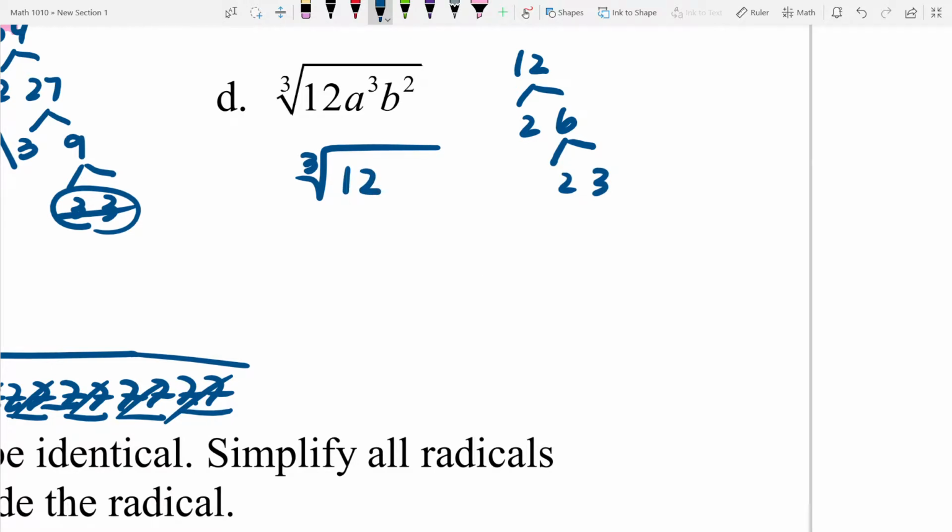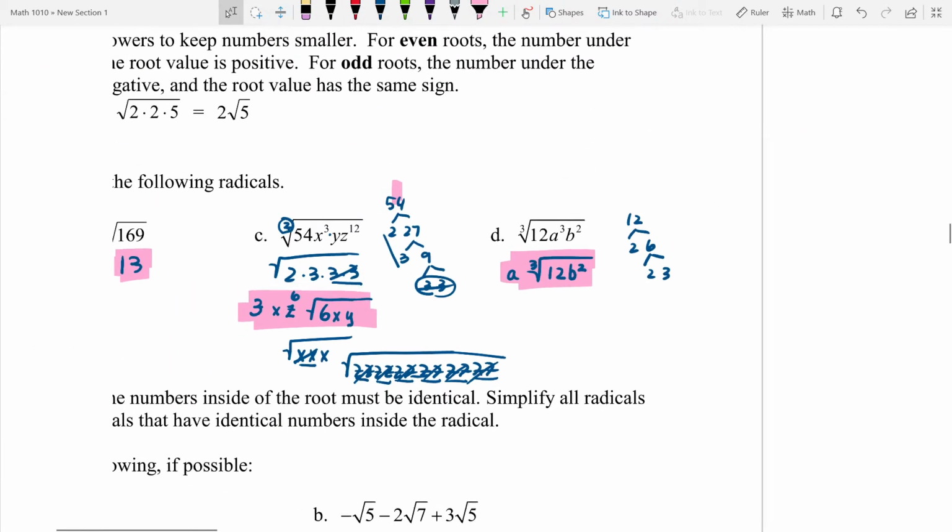But I do have a's and b's. So look at the a's. Look at the exponent. 3 goes into 3 one time perfectly. No remainders left over inside. Look at the b's. I don't even have enough to bring them out. So it's going to be b to the 2nd like that. And I'm done. Who says I gotcha? Let me see. Yay. All right.